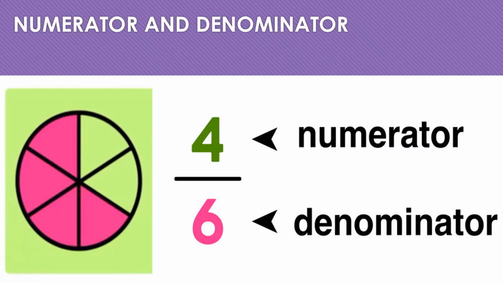Now let's learn more about the numerator and the denominator. The top part of the fraction is called the numerator, while the bottom part of the fraction is called the denominator. The numerator and the denominator are separated by a line which is called the fraction bar. The numerator represents the number of shaded portions, whereas the denominator represents the number of equal parts the whole is cut into.